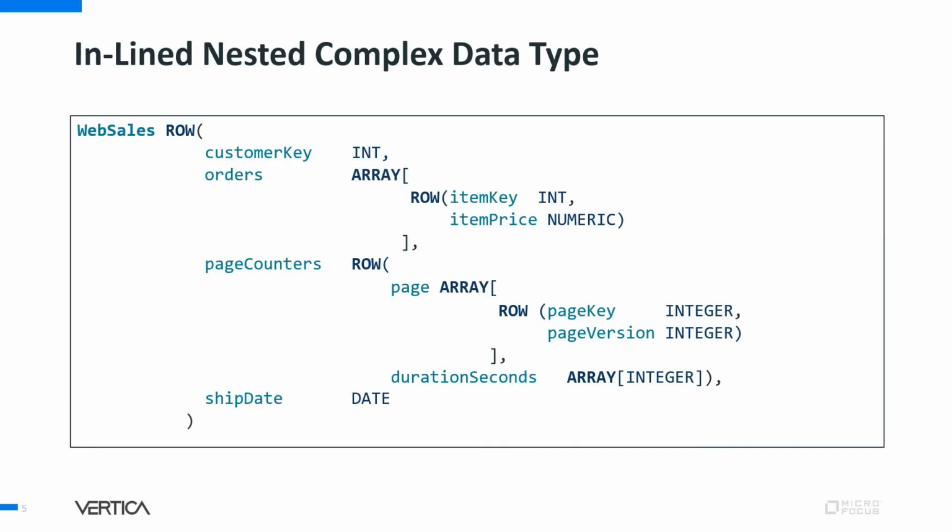The examples from the previous slide all had non-complex types as fields or elements, but we can nest complex types too. This example nests complex types within complex types. Web sales values represent individual online orders. This type has a customer key field, a collection of the items that were ordered, a set of fields tracking the pages that the customer visited and how much time they spent on each, and then finally a ship date for when the order was shipped to the customer.